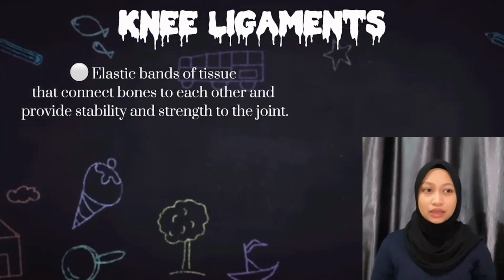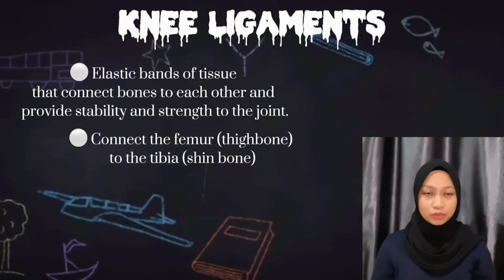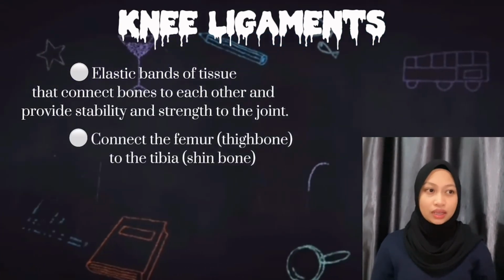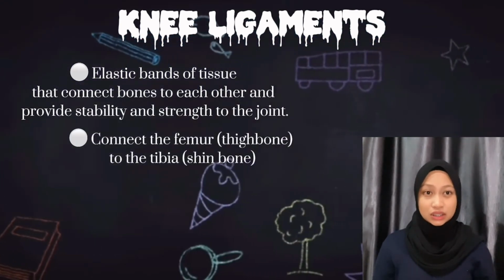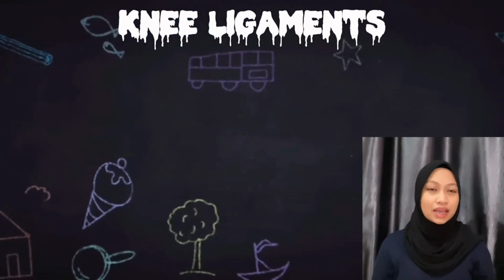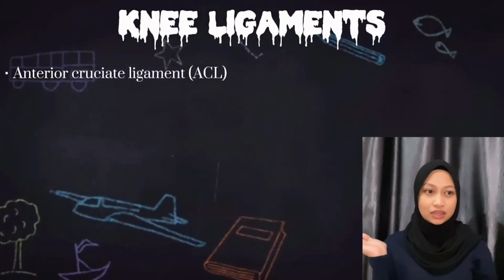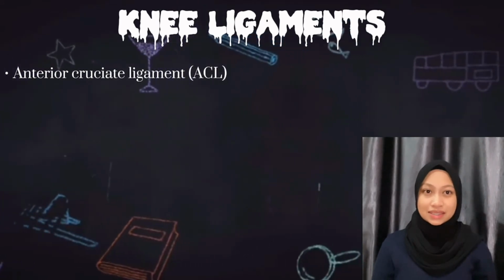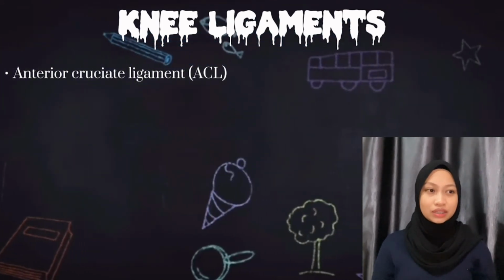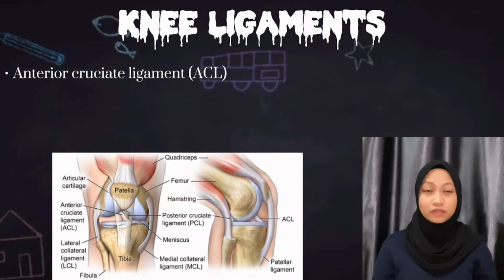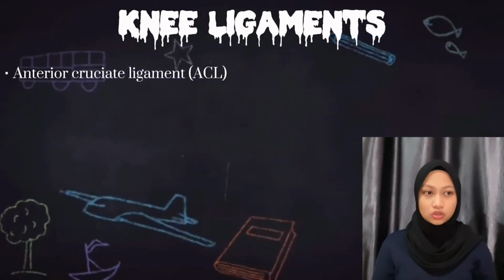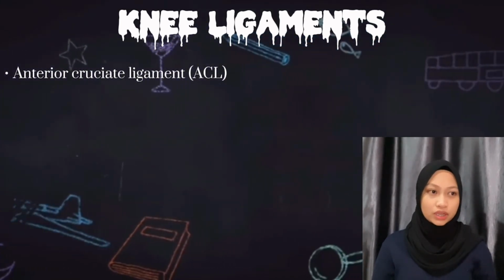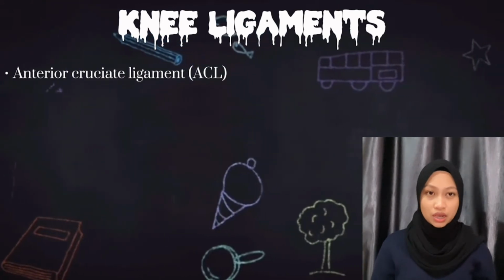The 4 main ligaments in the knee connect the femur, which is the thigh bone, to the tibia, which is the shin bone. First is the anterior cruciate ligament, which is ACL, the ligament located in the center of the knee that controls rotation and forward movement of the tibia.